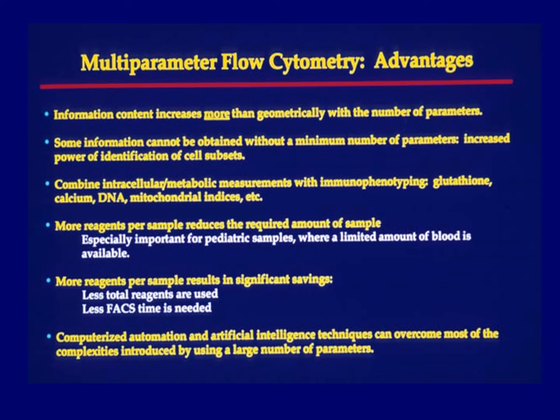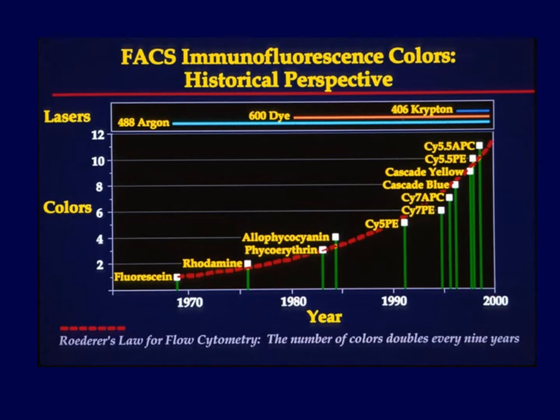Okay, the advantages of multi-parameter flow cytometry are many, and I've alluded to some of them previously, and I'm just going to leave this slide on. You can leave it on to read the whole thing at your leisure. Now, you know Moore's law, for the increase in memory capacity and the cost going down, twofold every, I don't know, 18 months, and going up twofold in terms of memory capacity every 18 months. That's the law of computers.